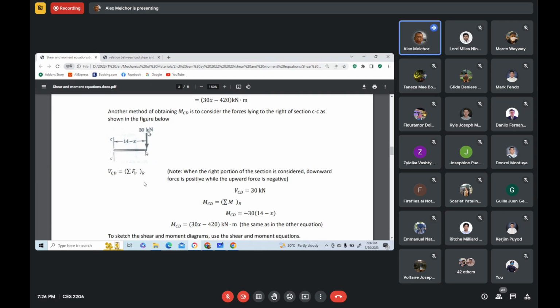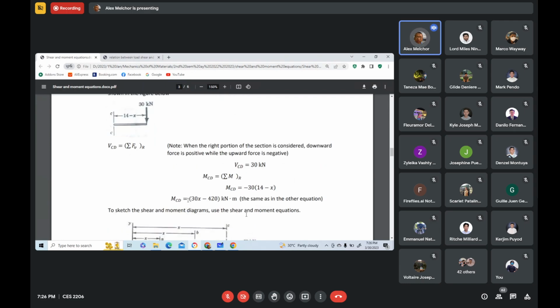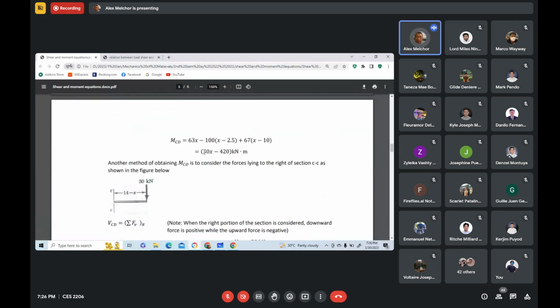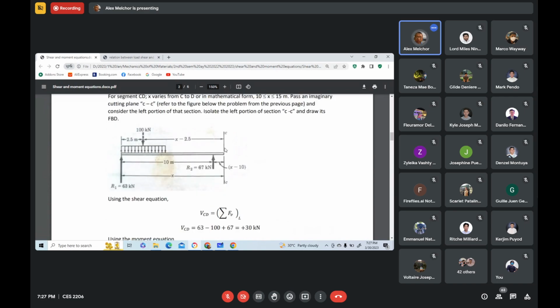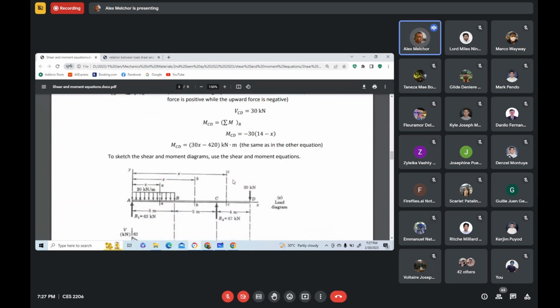So 30 times that moment arm is 14 minus x. And simplifying, we arrive in this moment equation: 30x minus 420, which is the same as this one here, 30x minus 420. This is formulated when we consider the left portion of the section. Okay, so I hope that is clear to you.